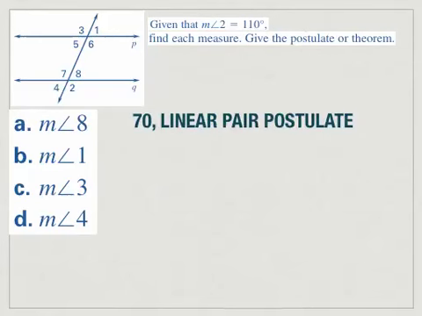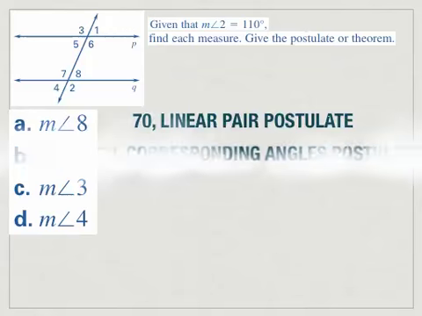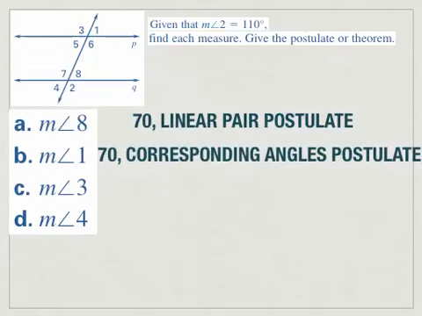Now, if you look at angle 1, B is asking us to find the measure of angle 1. I can use any relationship now. I can use angle 2 or angle 8 because I've just found angle 8. If you look at angle 1 and angle 8, they are corresponding angles. So because angle 8 is 70, I can say that angle 1 is 70 because of the corresponding angles postulate. So now I have angle 2, angle 8, and angle 1.